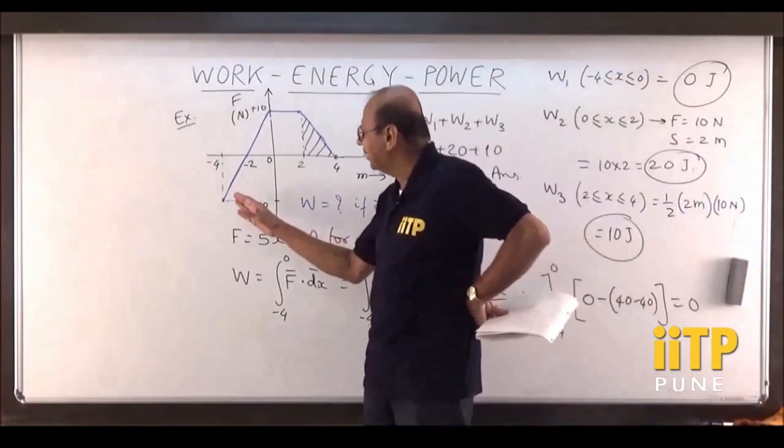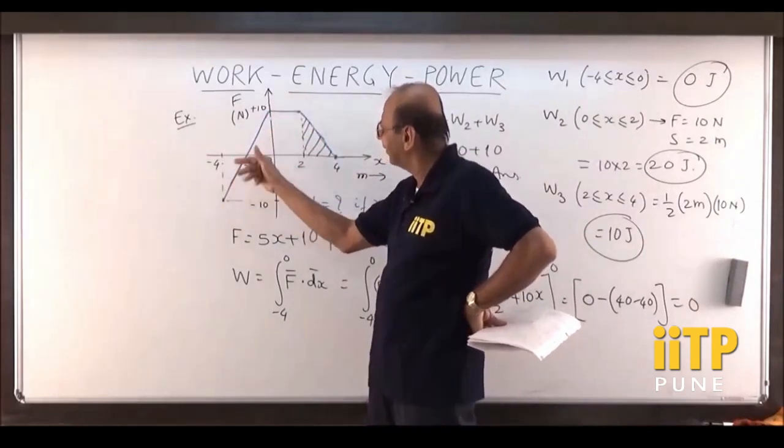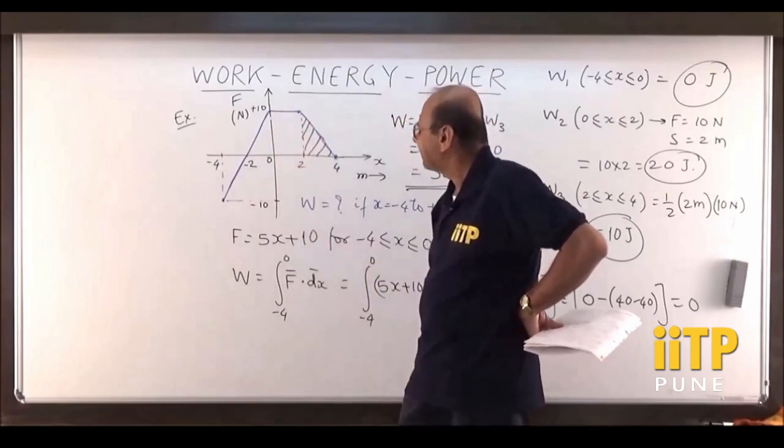Really speaking, one could have directly done the total area under the curve, this area minus this area, but this cancels out, so this area, which is very easy to see, is 30 joules. Okay.